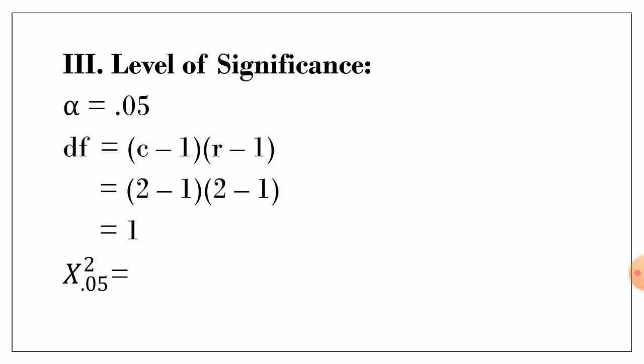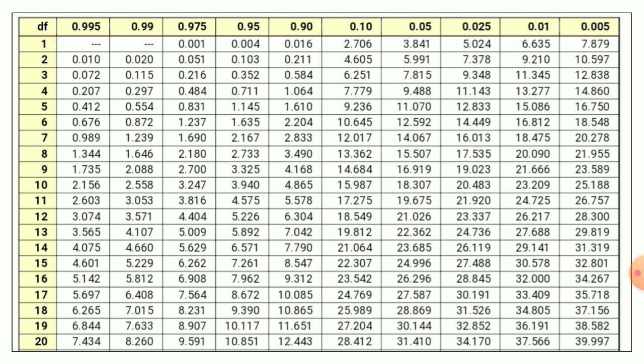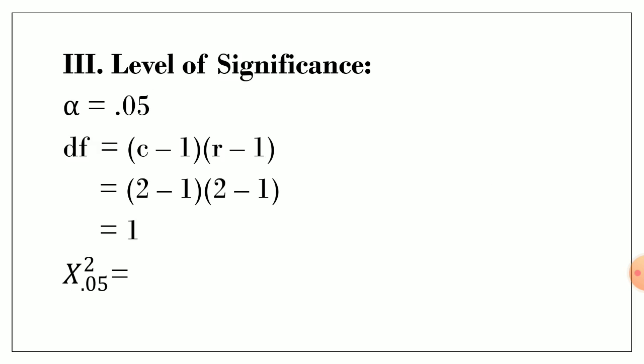Then for the tabular value, we'll be using the chi-square table. Since we'll be using 0.05 level of significance, locate it on the upper row. Then we have the degree of freedom of 1. Therefore, the chi-tabular value is equal to 3.841.